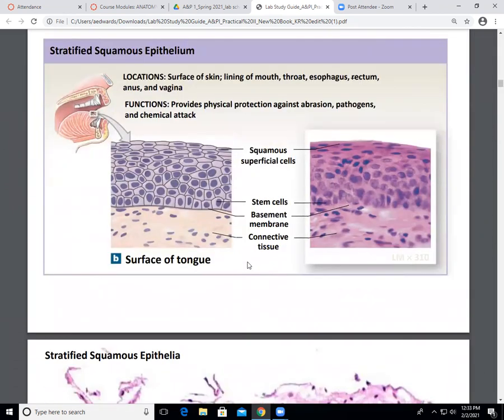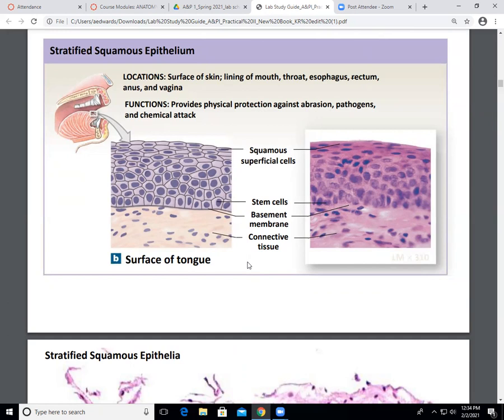All right, here's another view. See these stratified squamous in your skin surface, is stratified squamous. So your epidermis, lining of your mouth, your throat, your esophagus, rectum, anus, and vagina, all stratified squamous epithelium. Okay, helps provide physical protection against pathogens, abrasion, chemicals. And again, it doesn't matter what these cells look like. It only matters what the cells of the apical surface look like. Okay? These are flat, so it's stratified squamous.